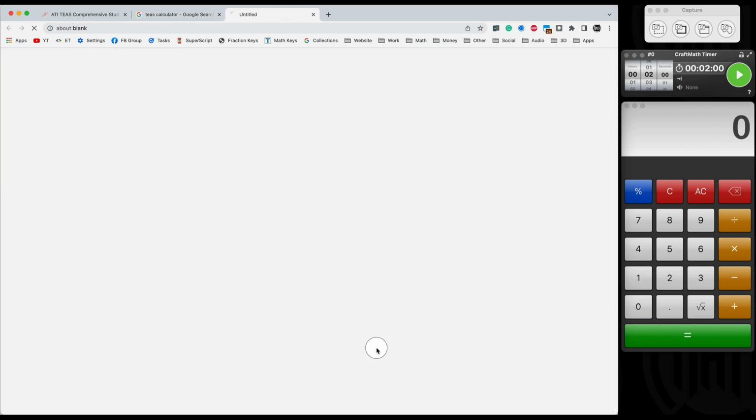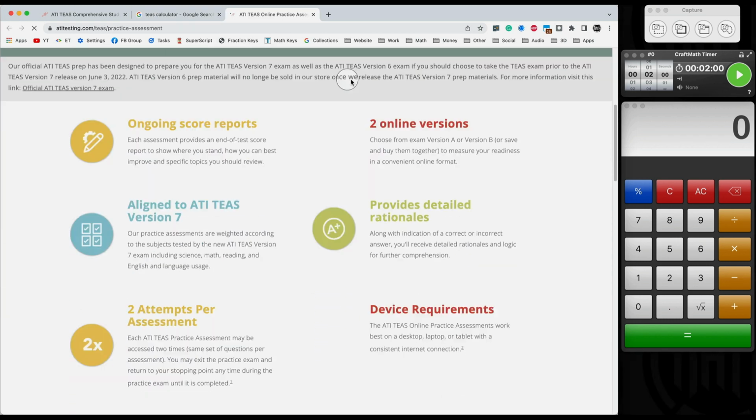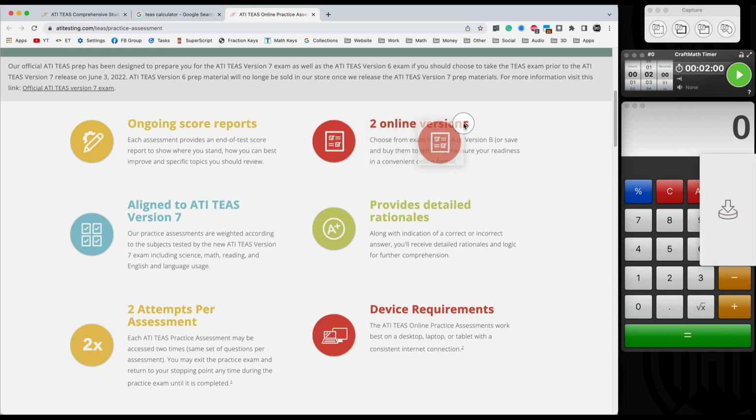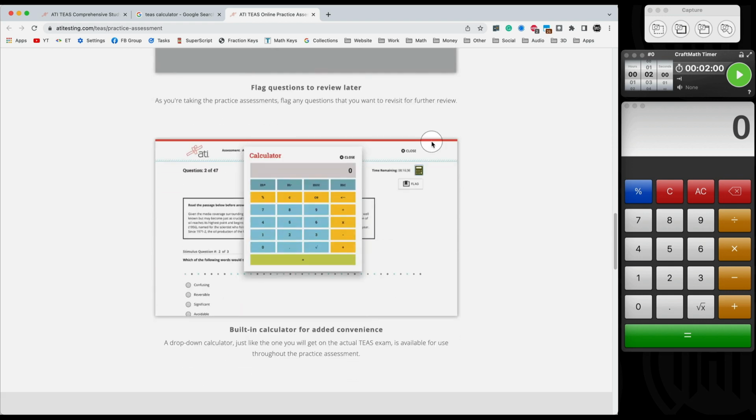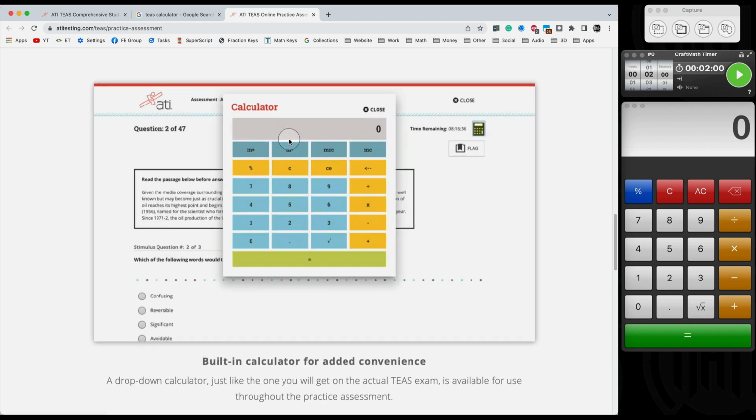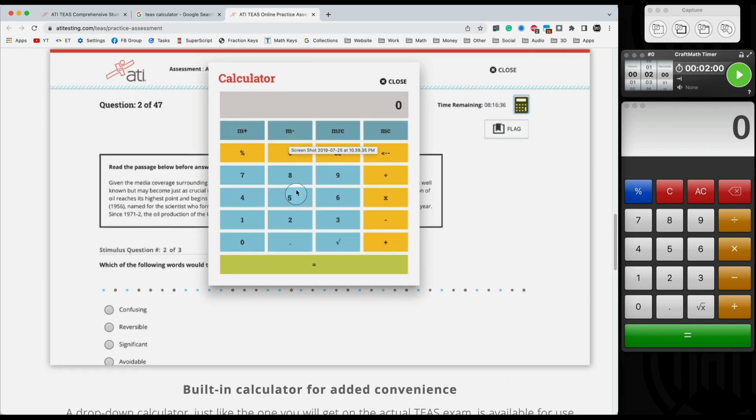I do recommend, if you can afford it, at least buying maybe the version A and version B exam. Again, I don't work for ATI, but one of the main reasons I would say do it is just so that you can get used to that calculator. I know it's not cheap, but that's just one reason.